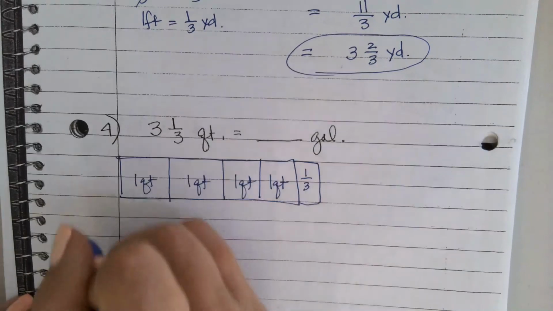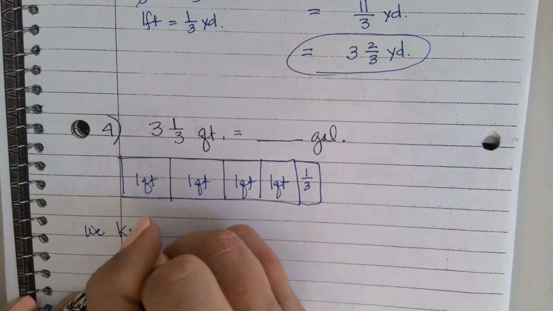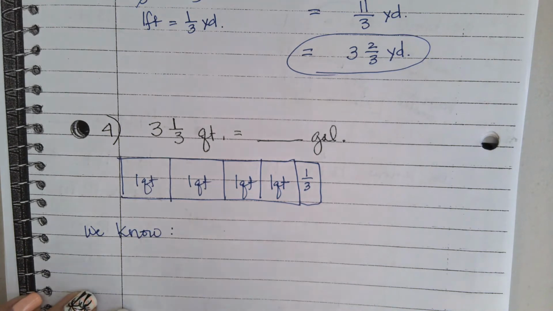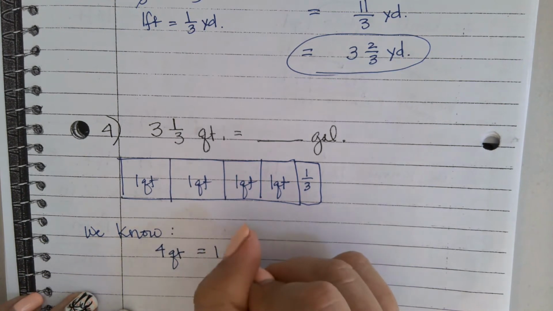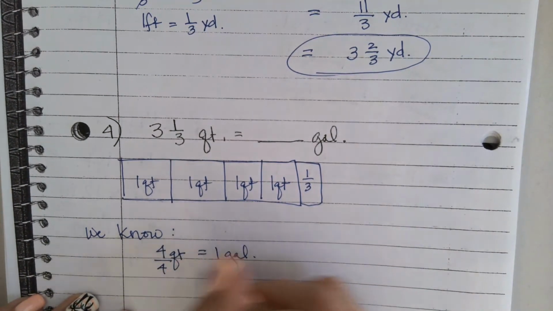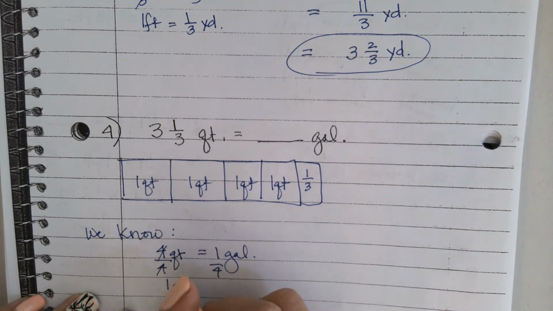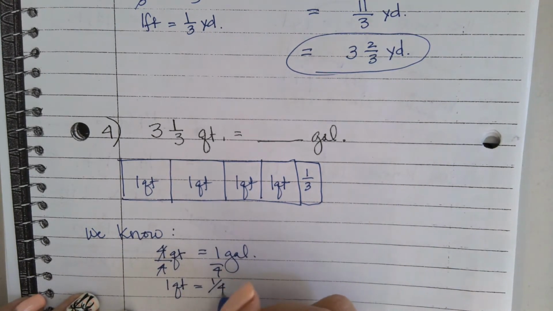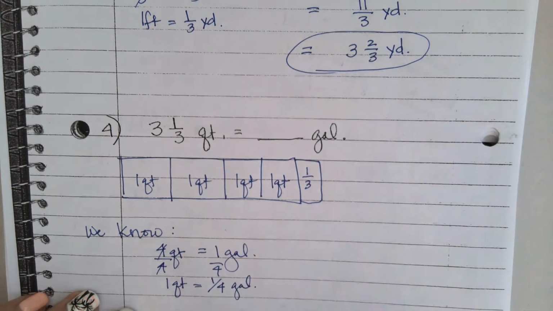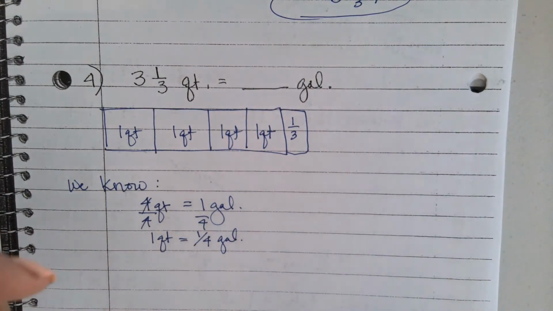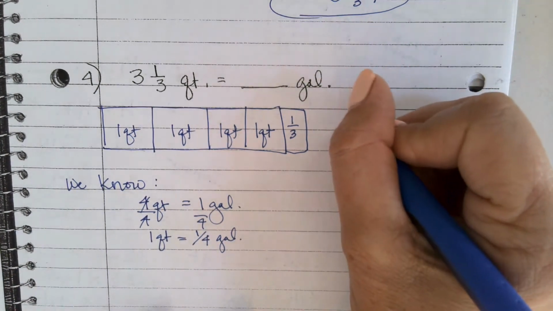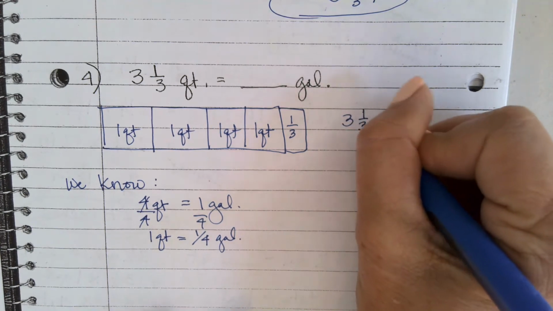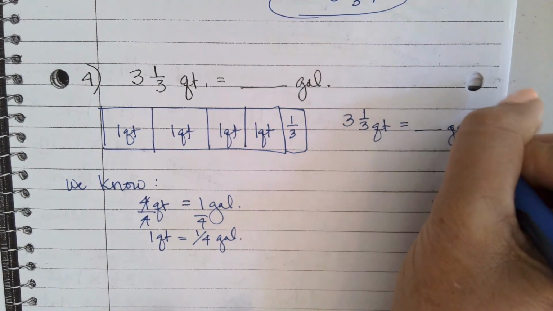So let's go. What do we know? We know that there are 4 quarts in 1 gallon, right? So 1 quart is equal to 1/4 of a gallon, right? Okay, so now we have our number that we're going to convert. We're going to rename our units from quarts to gallons. So we have 3 1/3 quarts is equal to how many gallons.